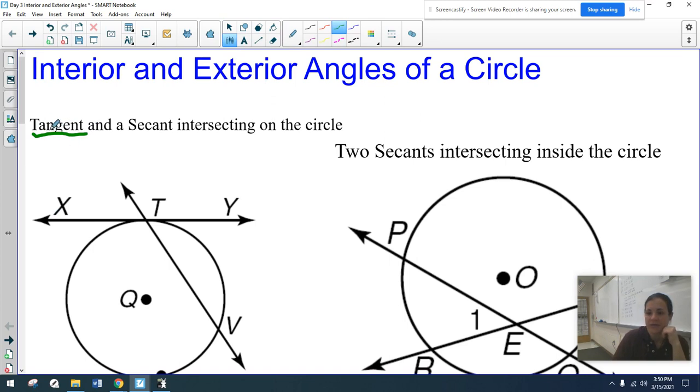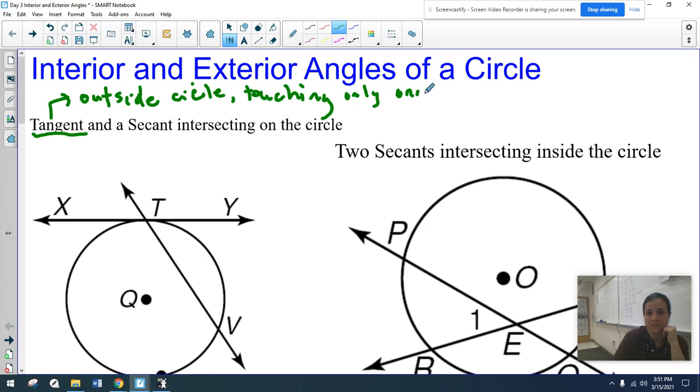Just for future reference, if you see that in a word problem, a tangent line is going to touch the circle once. It's always going to be completely outside the circle, and it touches only once. So a tangent line is like XY right here. It's completely outside the circle and it only touches in one spot, the only place it touches that circle.